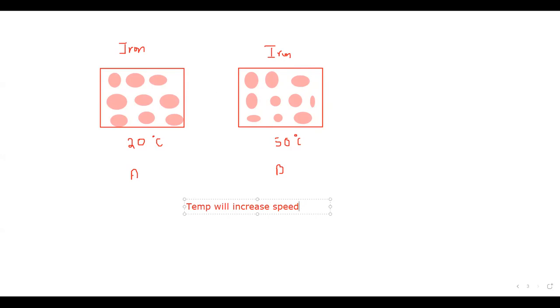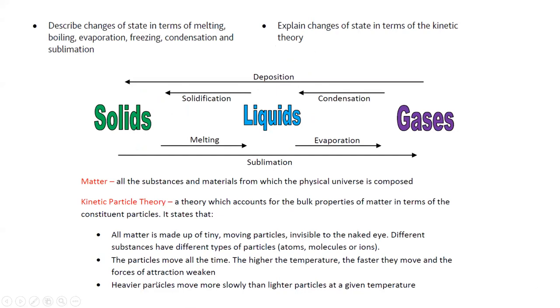Higher temperature, the particle will move faster. Lower temperature, the particle will move slower. So when we supply heat energy, the particle will move much faster as compared to when we cool down. Then the heavier particles will move slower compared to the lighter particles at the same temperature.